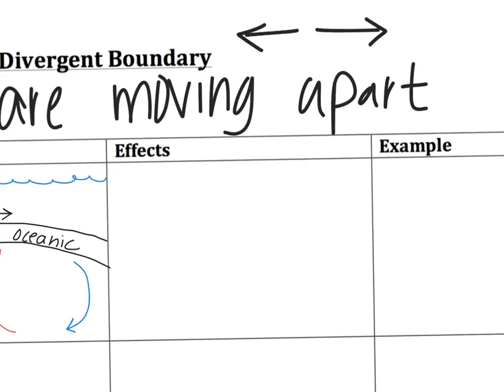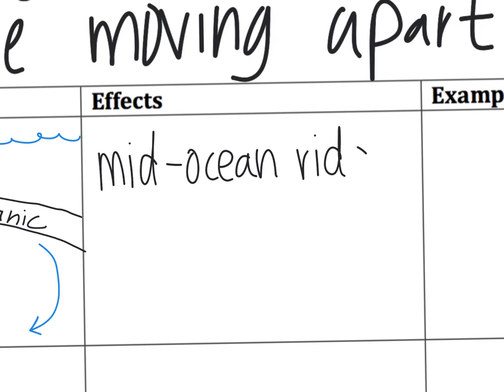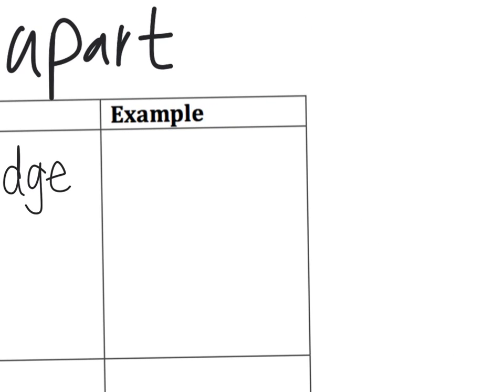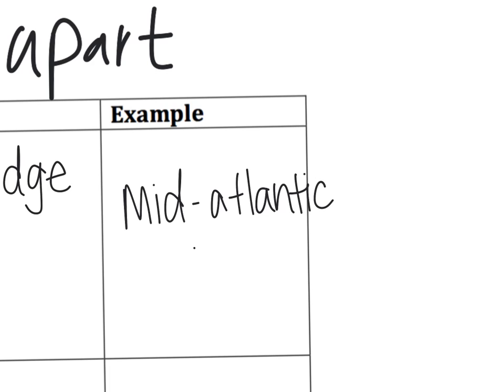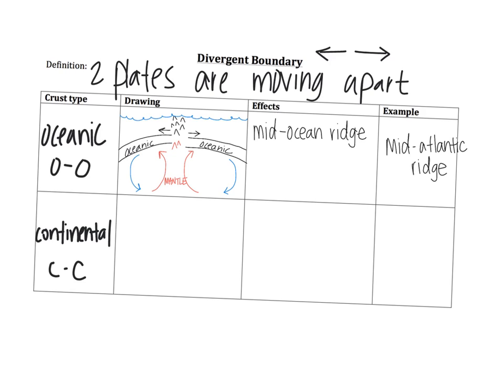Right, the effects of an oceanic divergent plate boundary, the thing that is created is the mid-ocean ridge. And an example of an oceanic divergent boundary is the Mid-Atlantic Ridge. Okay, so look there. It should actually be capitalized. It's the place.